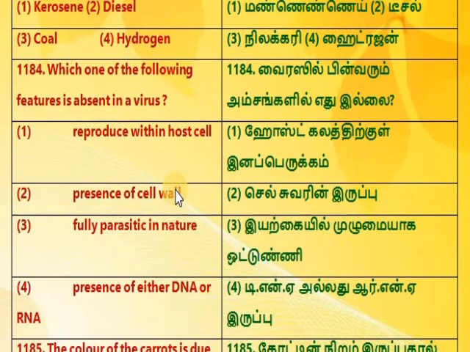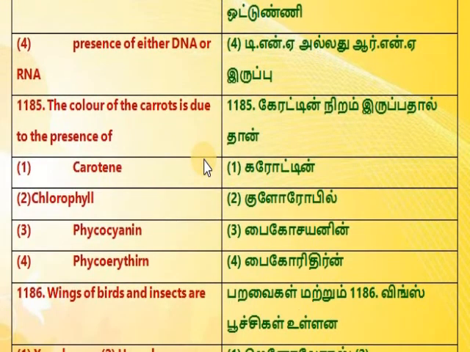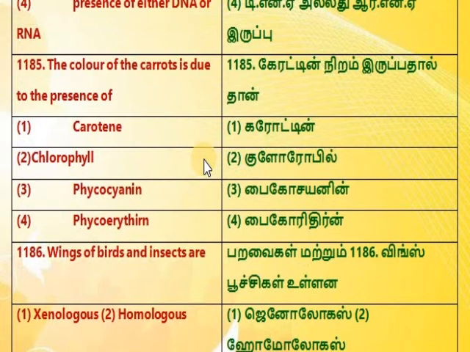1184. Which one of the following features is absent in a virus? 1. Reproduce within host cell, 2. Presence of cell wall, 3. Fully parasitic in nature, 4. Presence of either DNA or RNA. 1185. The color of the carrots is due to the presence of: 1. Carotene, 2. Chlorophyll, 3. Phycocyanin, 4. Phycoerythrin.